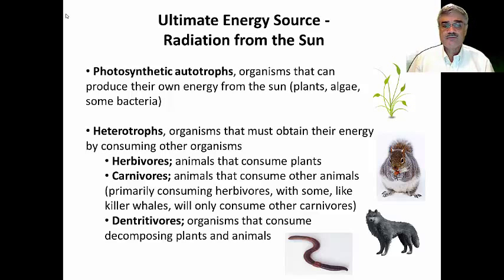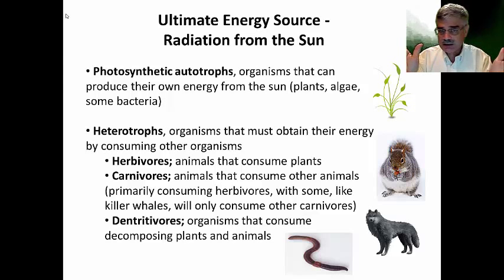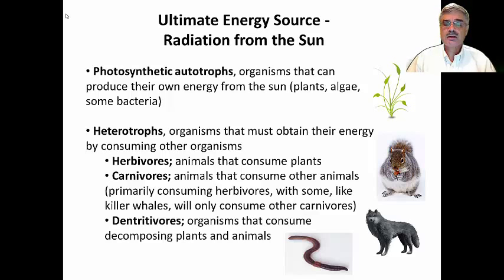Going back to our photosynthetic autotrophs, these organisms obtain energy by absorbing sunlight. This process of photosynthesis involves these special molecules called chlorophylls. Plants, algae, and some bacteria can carry out photosynthesis. A second general class of organisms are what are called heterotrophs. These are organisms that must obtain their energy by consuming other organisms.